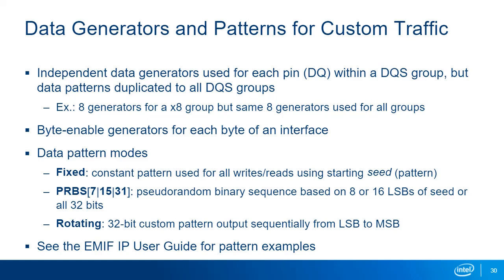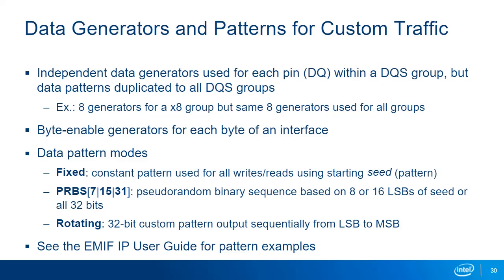Each data and Byte-Enable generator can be set to one of 5 modes for pattern generation. In fixed mode, the same data is used for all traffic. The data pattern selected is referred to as a seed. In the PRBS modes, the seed is used as the starting point for subsequent pseudo-random data patterns. Each mode uses some of the least significant bits or all the bits of the seed to calculate the next pattern. See the EMIF IP user guide for the formulas used to calculate these pseudo-random binary sequences.